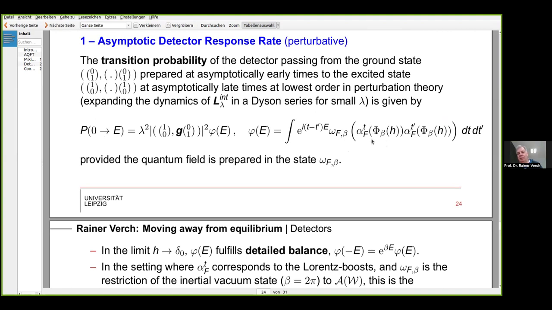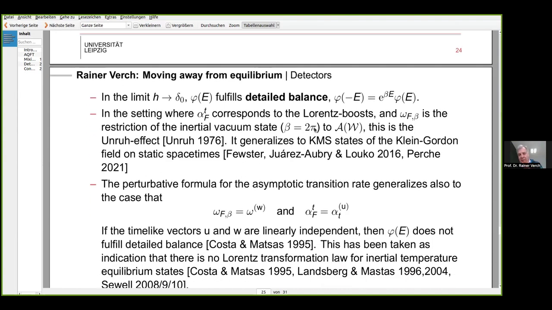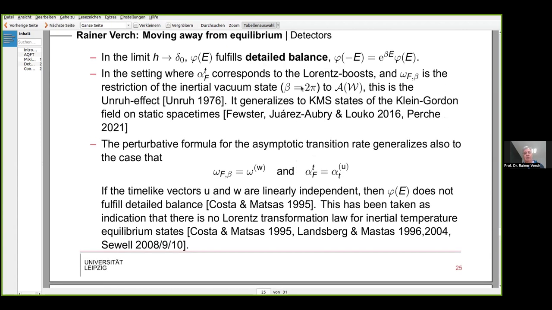No, well, it could as well be, but for the moment I'm discussing the situation where the alpha_T here corresponds to the Lorentz boost. This is if the quantum field state is the Minkowski vacuum. This is the original Unruh effect in its perturbative setting, and then you find this detector transition rate having this thermal spectrum essentially. Well, this generalizes to KMS states of the Klein-Gordon field on static spacetimes. And there are various investigations about this perturbative setting in other spacetime dimensions and so forth. I will not mention this any further.